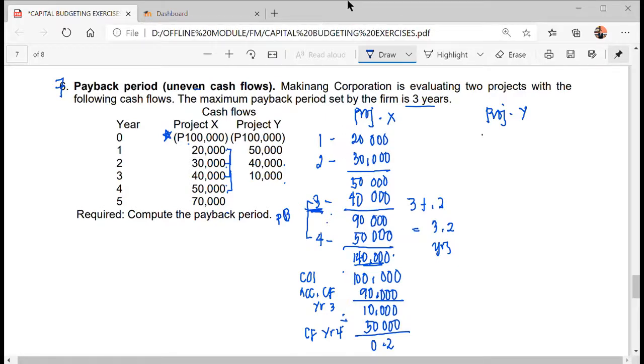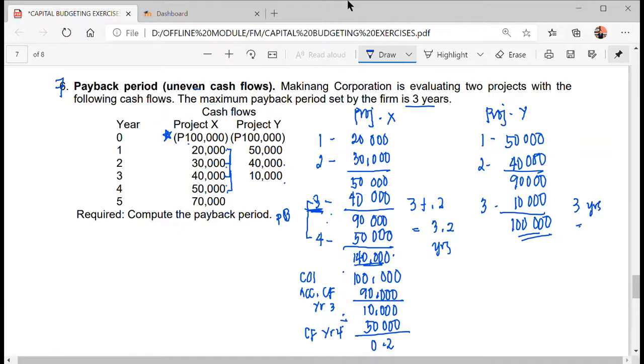Next, sa project Y, kutob ra siya 3 years iyang cash flow nga given. So, let's check. Year 1, you have 50,000. Na-cover na ba ang iyang investment? Wala pa. So, add na po tag year 2. So, you have 90,000. Na-cover na ba ang investment? Wala pa. So, add na po tayo year 3. You have 10,000. Na-cover na ba ang investment? 100. So, exact. So, meaning, at the end yun exactly of year 3, ma-recover na ang investment. So, you have 3 years.